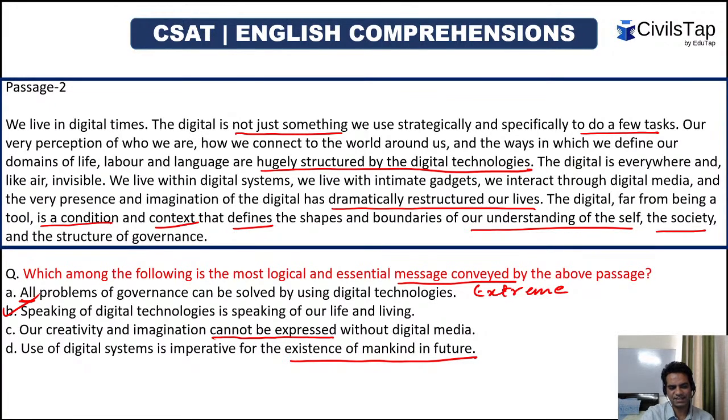So we could understand that option number A and C could be very easily eliminated because they were extreme. So that was also extreme. This was also extreme. So the confusion was between B and D, that I could understand. But don't rush into it. Always try to eliminate, using everything that we have discussed. There was no mention about future or existence of mankind in the future. But yes, it has been said over and over again in different ways that our life and living has basically been digitalized, right? That's what he wants to convey.